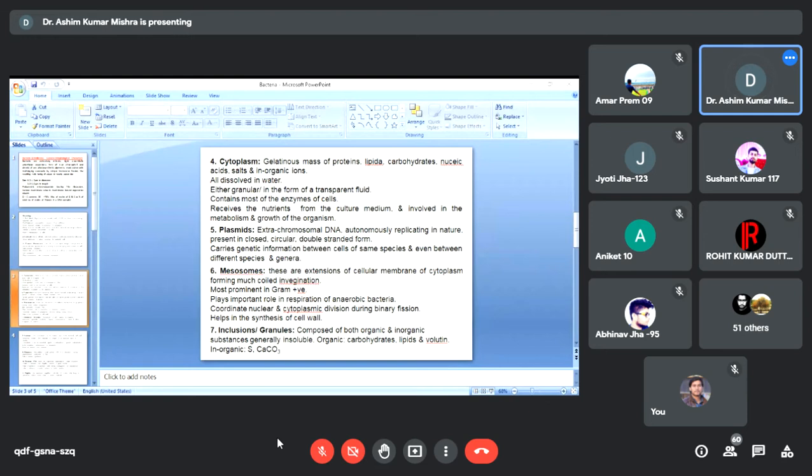And inclusions, granules, are composed of both organic and inorganic substances, generally insoluble in nature. Organics like carbohydrates, lipids, pollutants are organic in nature. Then inorganic like sulfur, calcium carbonate. So these are generally insoluble in nature.